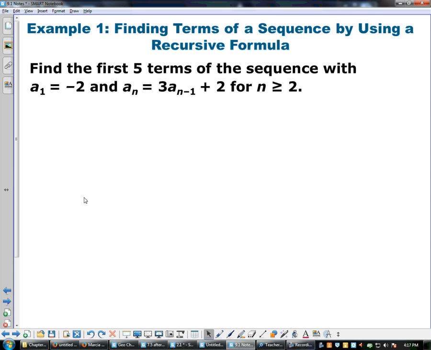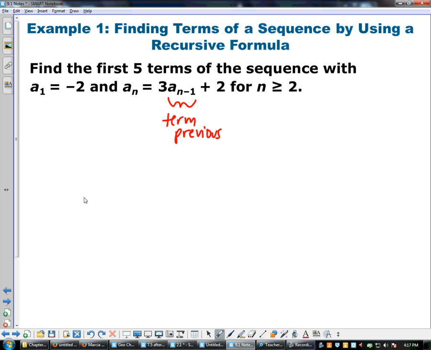Okay. So let's do some examples here. So example 1, we want to find the terms of a sequence by using the recursive formula, which means you will rely on a term before it to find the answer for the term you're looking for. So we're going to find the first 5 terms of the sequence with a sub 1 equals negative 2, so that's the first term. And to find each of the following terms, a sub n, you'll do 3 times a sub n minus 1 plus 2. Again, a sub n minus 1 just means the previous term. So one term before it is what you'll be using.